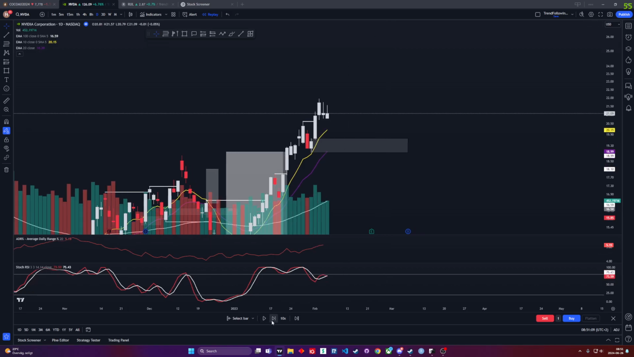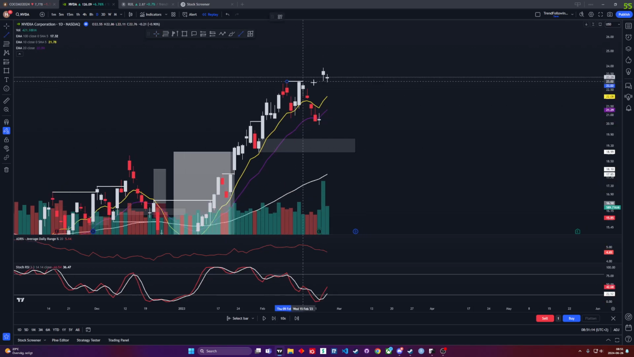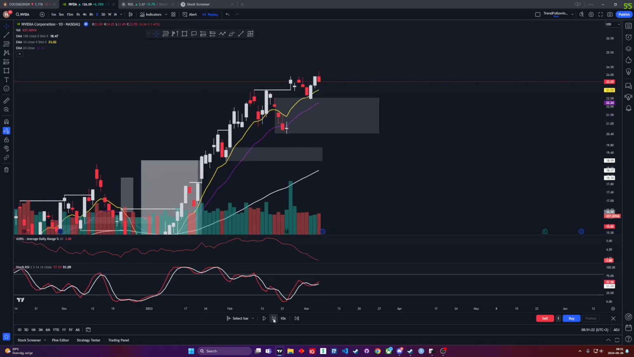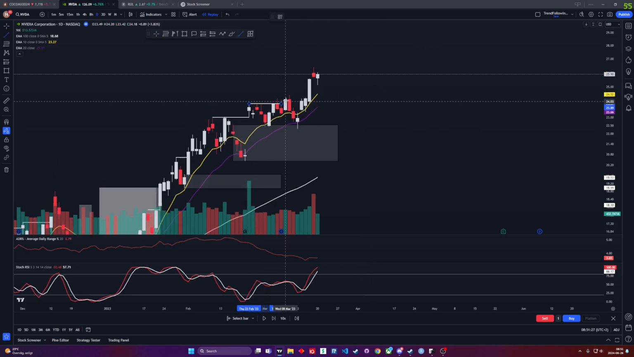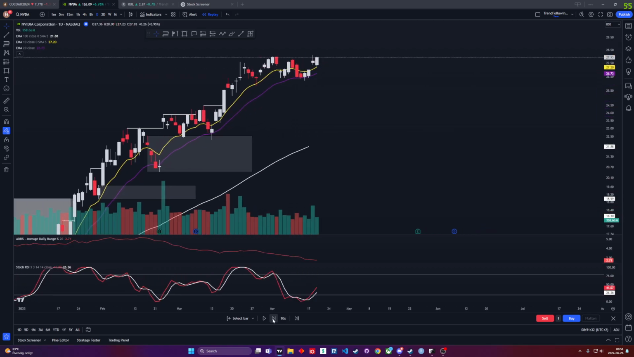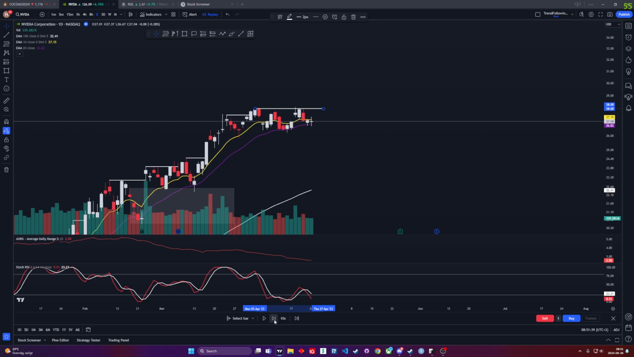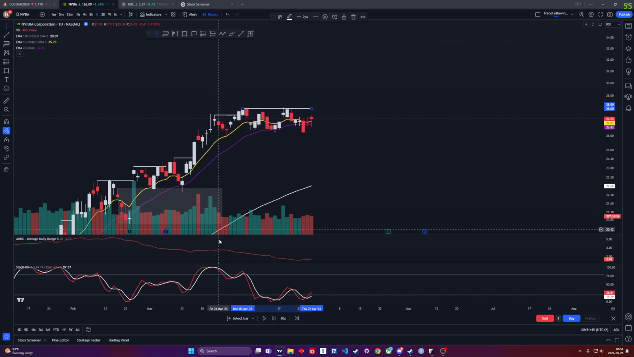Now we have a new zone. No good, no good. Now this is a big zone. Let's see if we get an entry. No, we don't. Yeah, it might be quite hard to catch a new trade, or maybe not. Hold on.